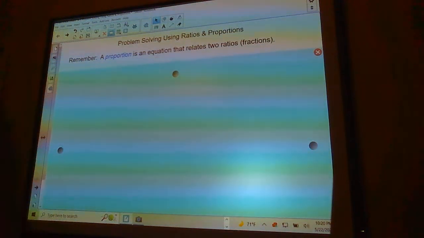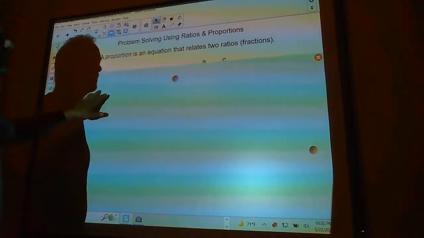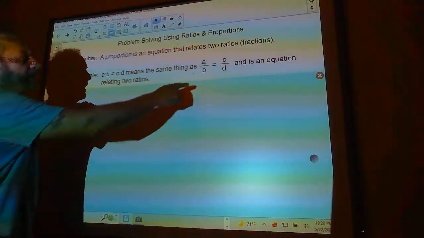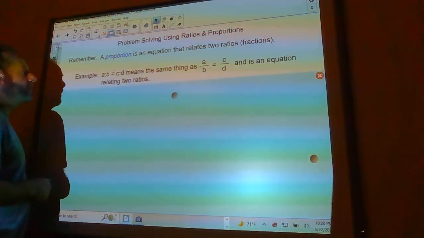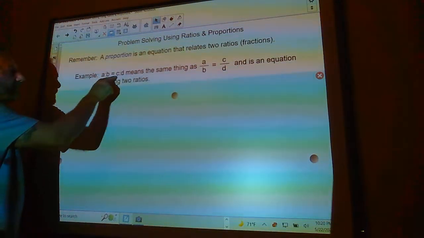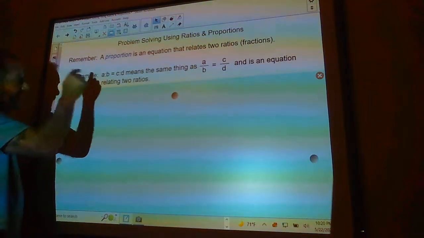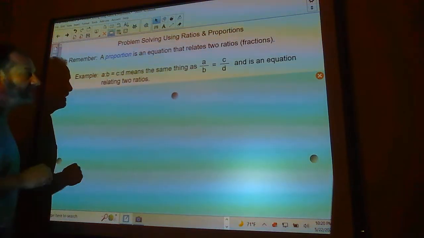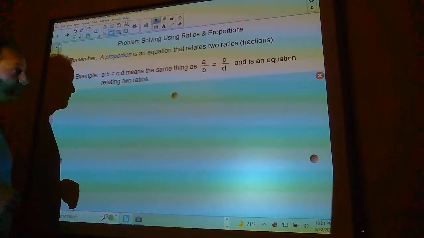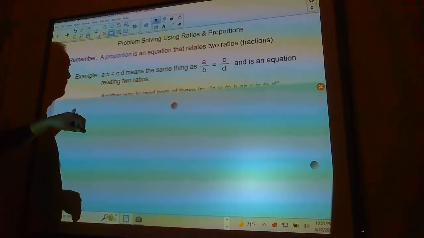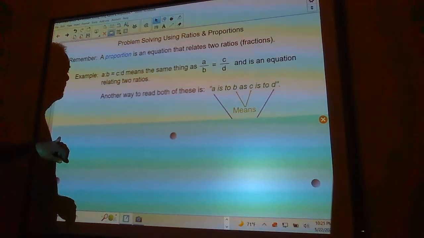Remember, a proportion is an equation that relates two ratios or sets two fractions equal to each other. Just like this right here. Okay, here I have two fractions equal to each other. That's a proportion. Sometimes it can be written like this: A is to B as C is to D. It means exactly the same thing as A over B equals C over D, and it's also an equation that relates two ratios.